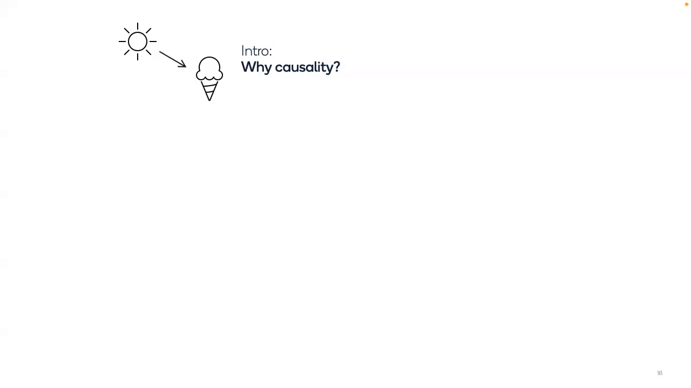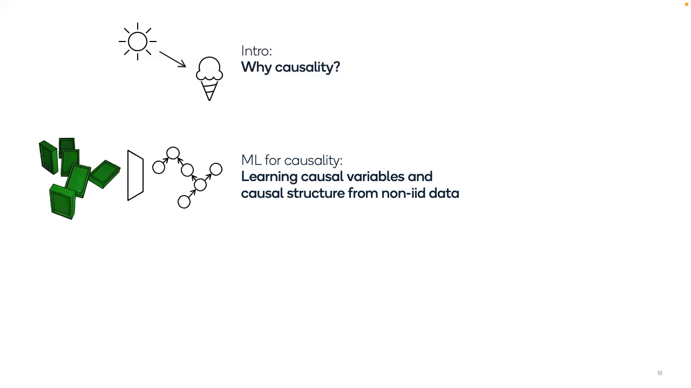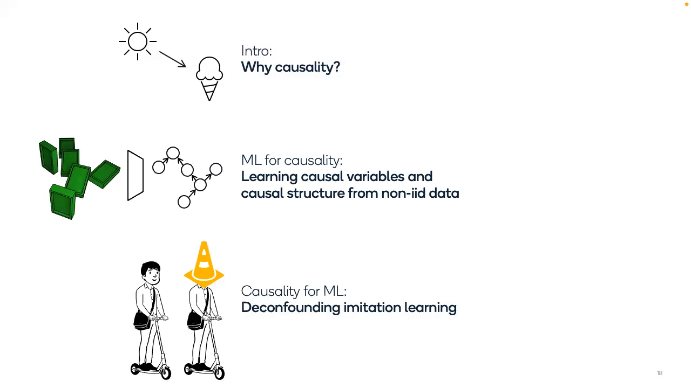I will talk about 3 things, and I'll try to keep everything short. I'll talk about why I care about causality in a company that cares about deep learning and edge devices and chips. I will talk about machine learning for causality in an example of how we can learn both causal variables and causal structure from pixel level non-IID data. And finally, I will talk about an example of causality for machine learning, about how we can use ideas from causality to solve problems in imitation learning.